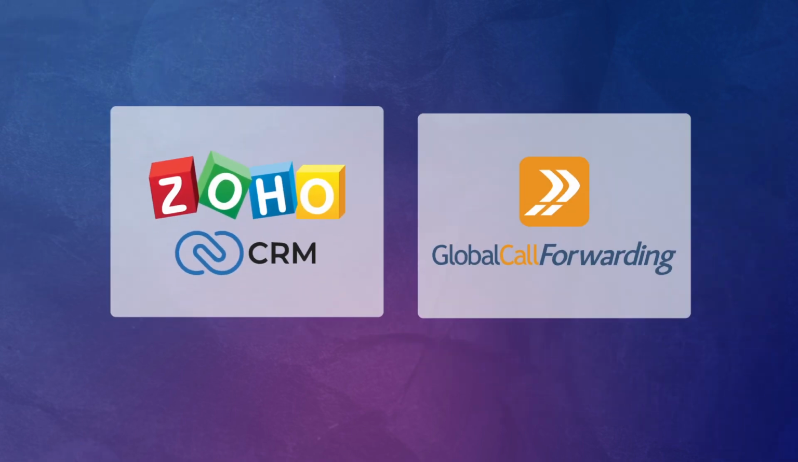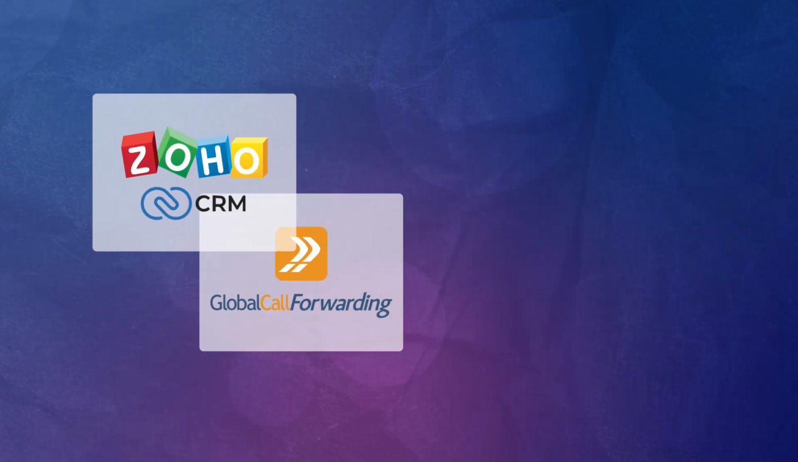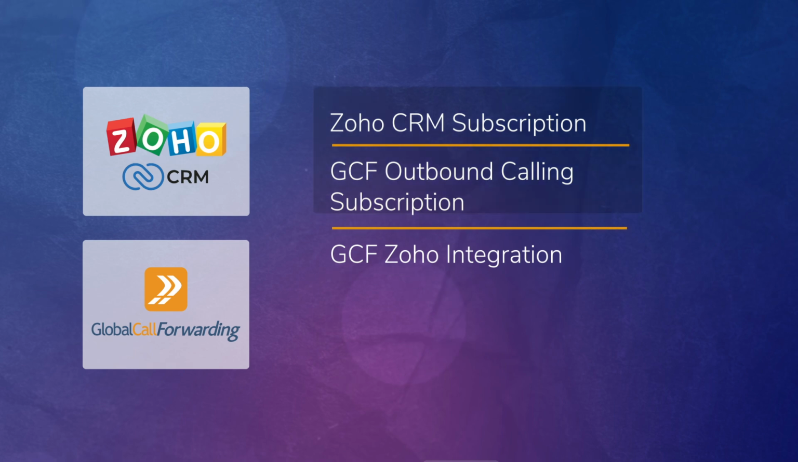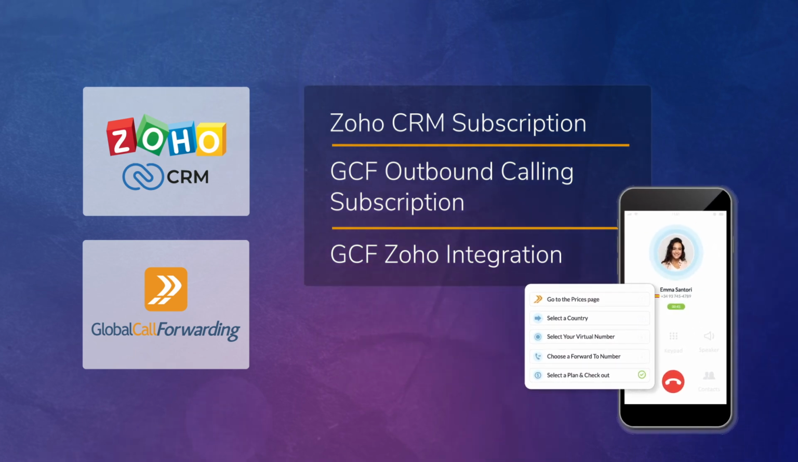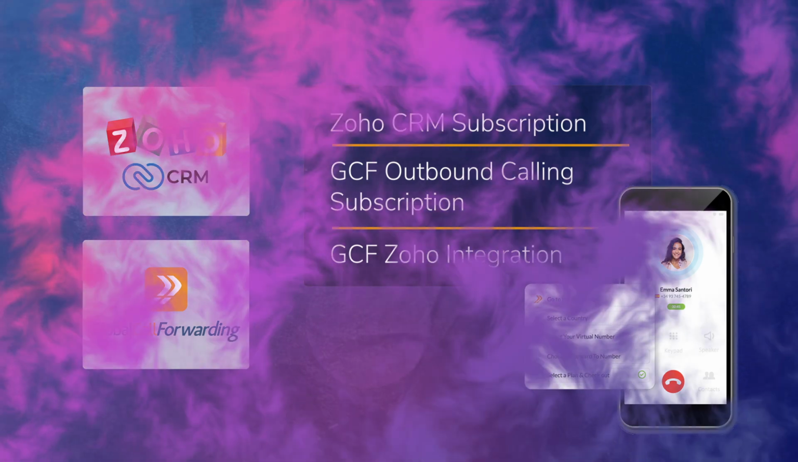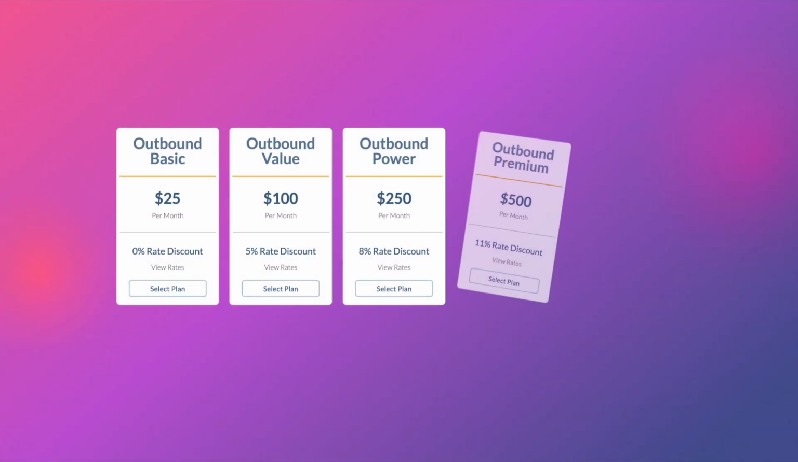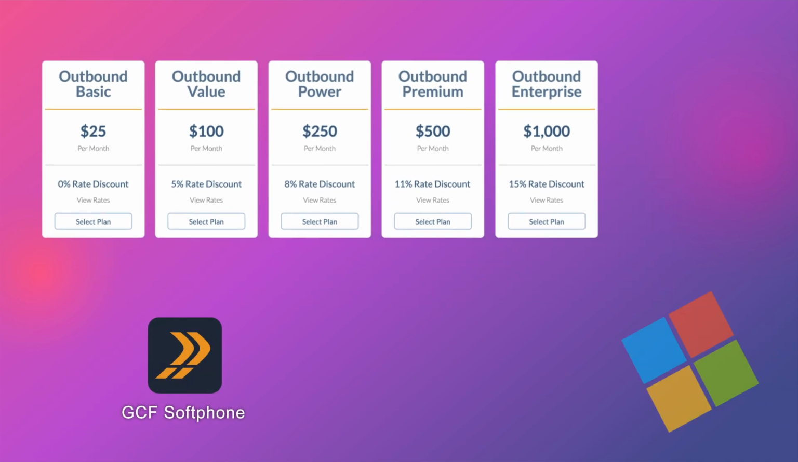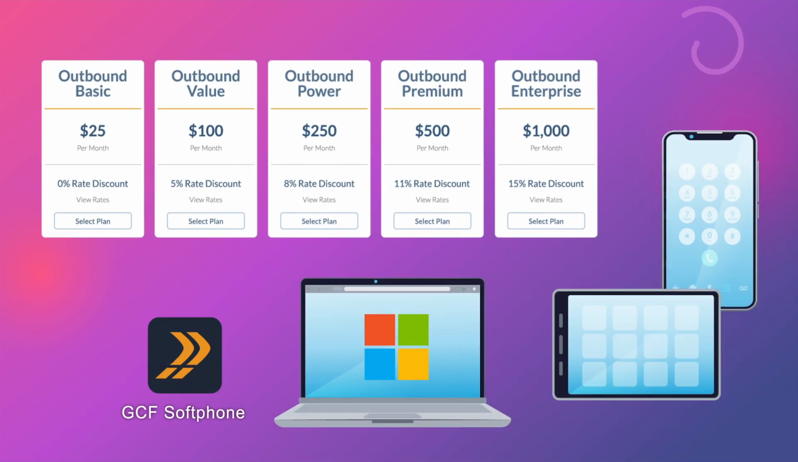So, how do you get started? To use our Zoho softphone integration, you'll need a Zoho CRM subscription, a global call forwarding outbound calling subscription, and a global call forwarding Zoho integration subscription. Our outbound calling plan comes with a softphone app that you can use to place calls from your Windows devices.